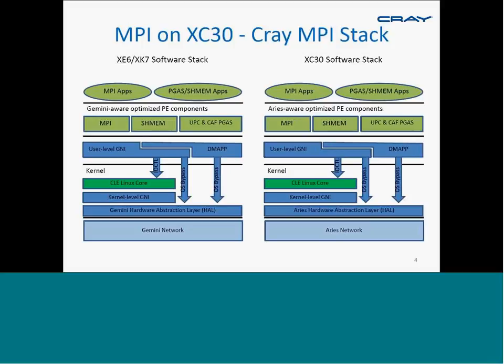The one thing I would point out, though, is that there are optimizations that allow the bypassing of the operating system. The user-level GNI, which is the generic network interface, and DMAPP, which is the distributed memory API, are able to directly access the hardware abstraction layer and bypass the kernel. So that does a lot to provide for low latency.